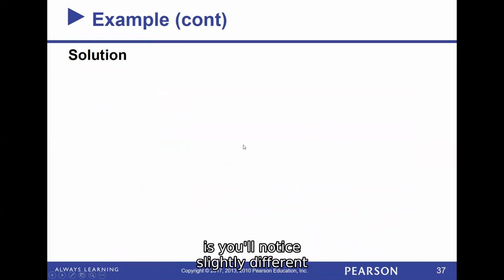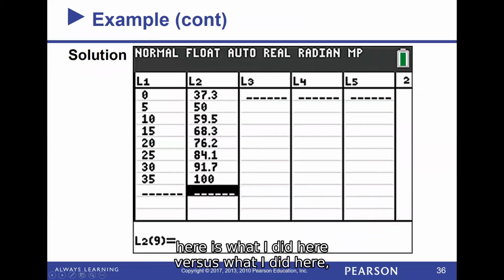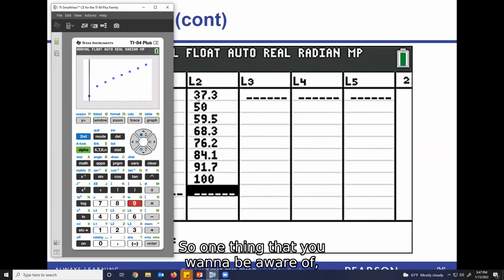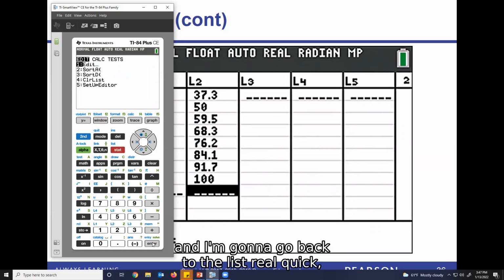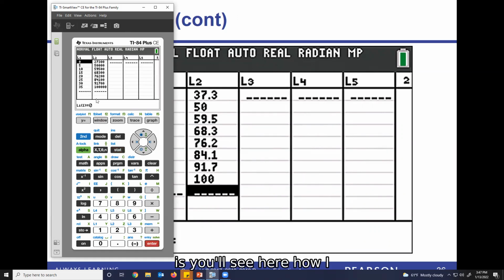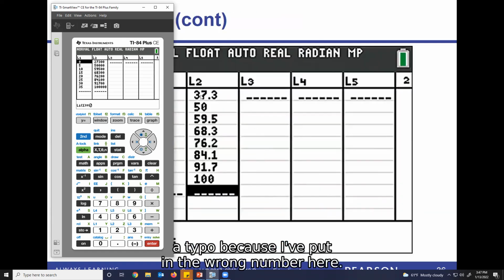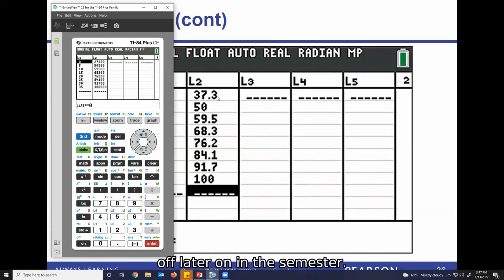Now, one of the things you'll notice is slightly different is what I did here versus what I did here. But the graph looks very similar. So one thing that you want to be aware of, and I'm going to go back to the list real quick, is you'll see here how I type stuff in and here how they type stuff in. You want to be super, super careful, okay? So the first thing is, you notice I have a typo because I put in the wrong number here. That's definitely going to throw it off later on in the semester.